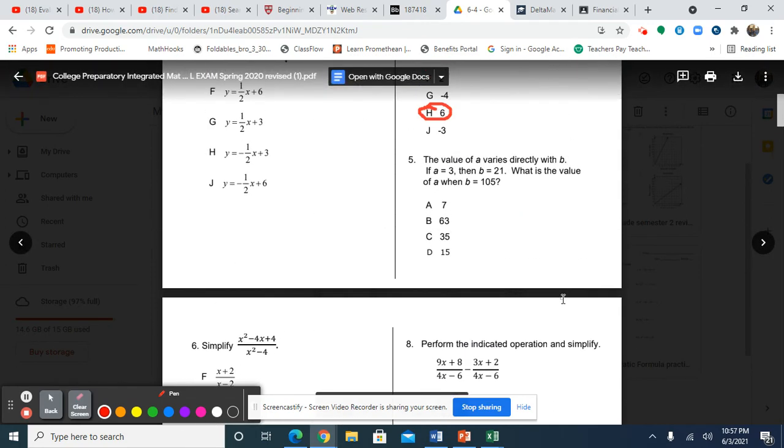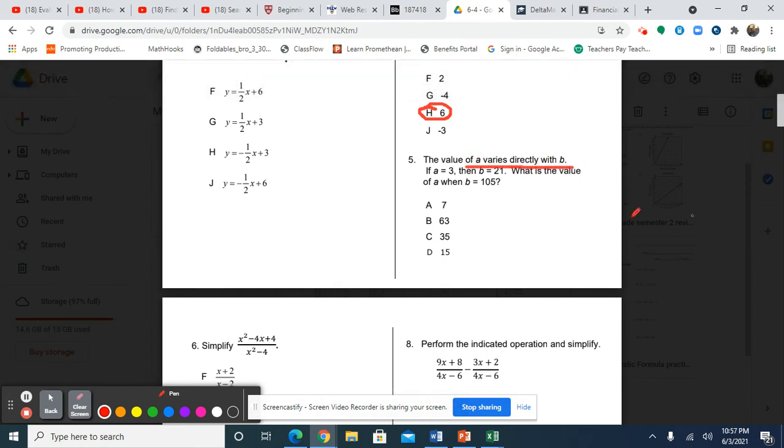Now with a direct variation, it says A varies directly with B. That basically tells us that we're going to have B over A. Now it's telling us that B is 21 and A is 3. And it's asking us, what is the value of A when B is 105? So we set up the equation in this form and we can solve.